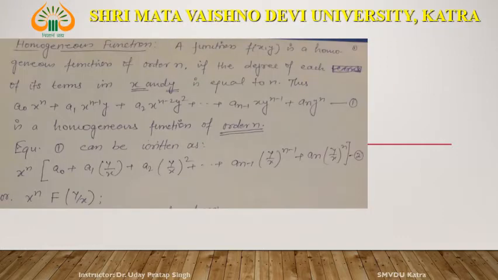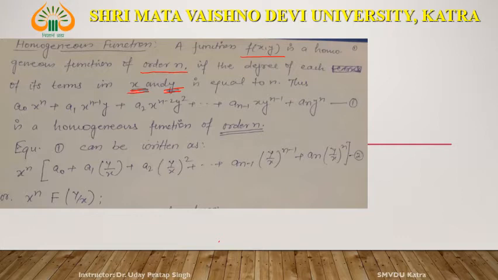Homogeneous function. A function f(x, y) is said to be a homogeneous function of order n, or degree n, if the degree of each of its terms in x and y both is equal to n. Then this type of function is known as a homogeneous function.